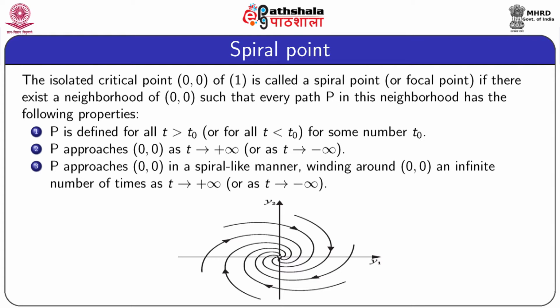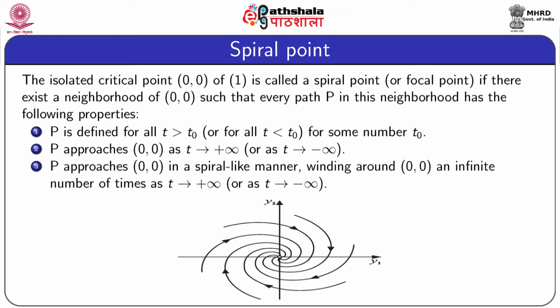Our next definition is a spiral point or a focal point. So, the isolated critical point (0, 0) of (4) is called a spiral point or focal point if there exists a neighborhood of (0, 0) such that every path p in this neighborhood has the following properties. Number 1, the point p is defined for all t greater than t0 or for all t less than t0 for some number t0. Second, p approaches (0, 0) as t tends to plus infinity or as t tends to minus infinity, and p approaches (0, 0) in a spiral-like manner, winding about (0, 0) an infinite number of times as t tends to plus infinity or as t tends to minus infinity.